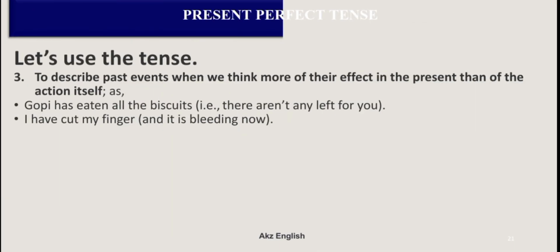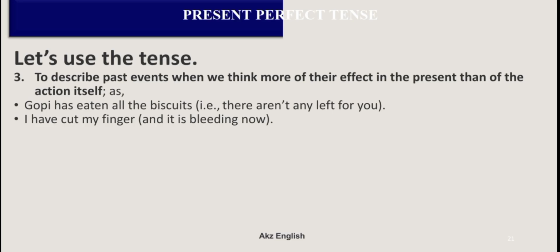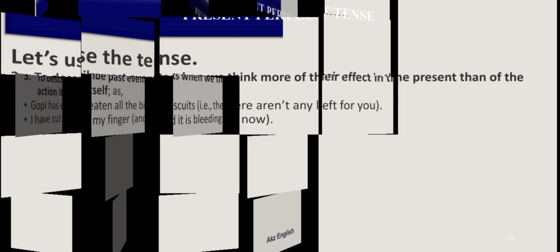Second example: I have cut my finger. Now, the cut finger is not important for anyone. The result is important. Here, the result is very important, and the result is what? It is bleeding now. The actual meaning of the sentence "I have cut my finger" is actually that it is bleeding now. That is the result, the outcome of the sentence.